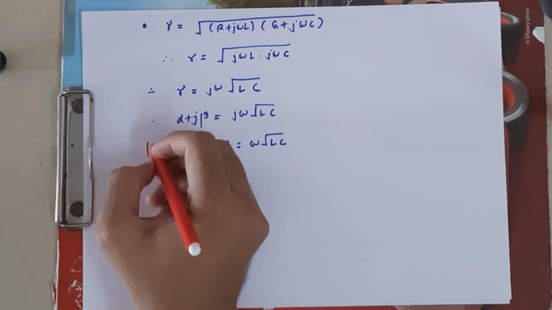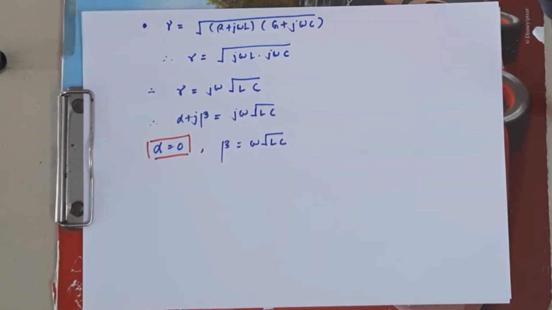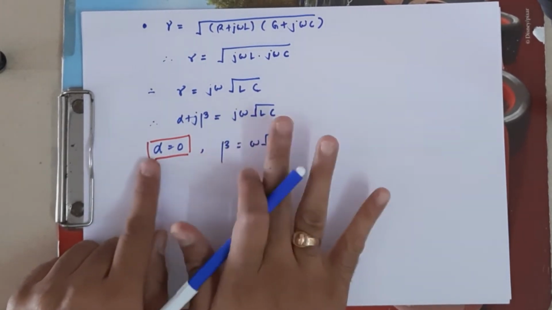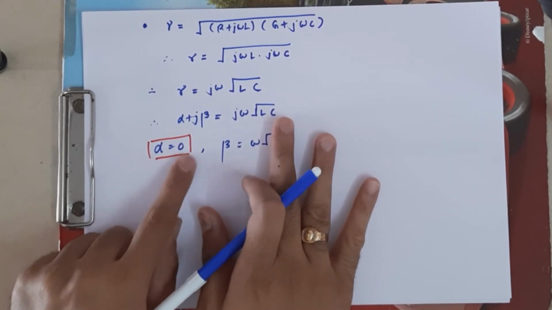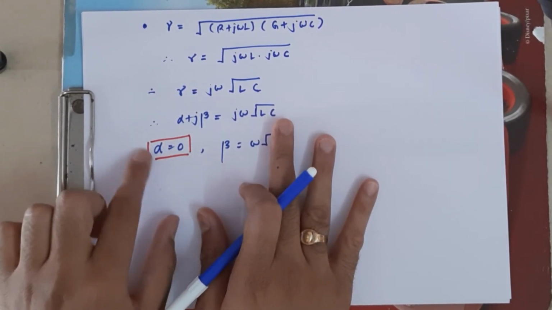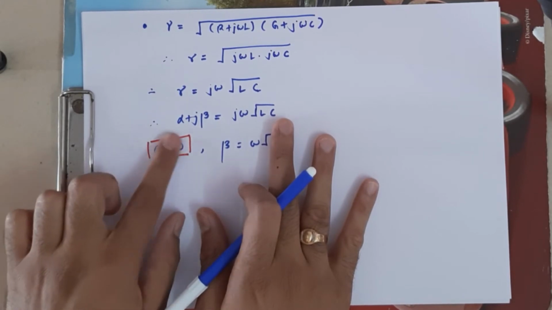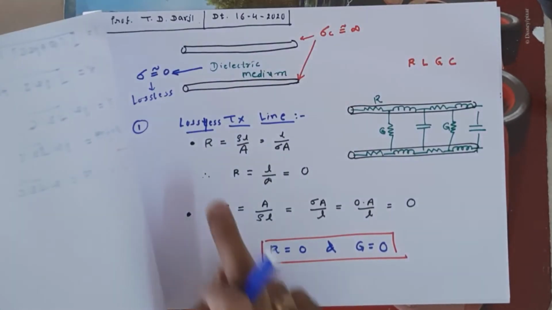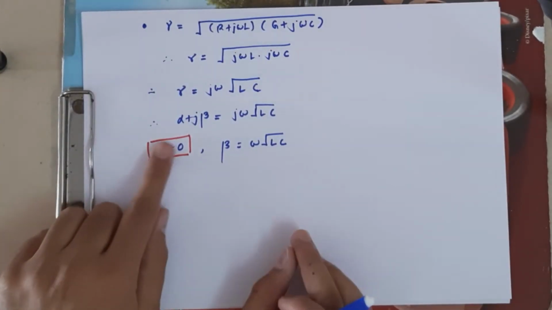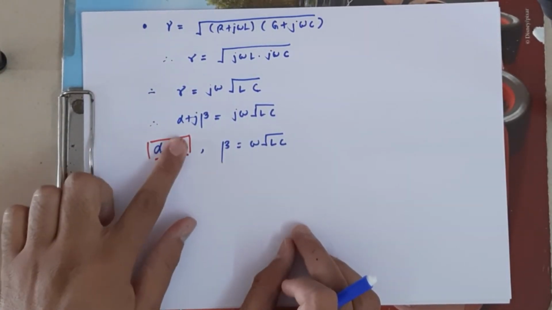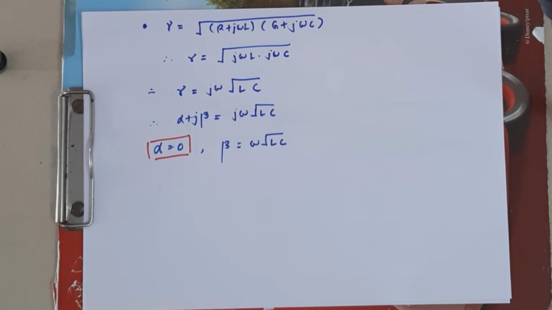The value of alpha is 0. And what do you mean by alpha? Alpha is my attenuation constant, the attenuation of the wave. So there is no attenuation of the wave. The wave is not attenuated throughout the transmission. Why? Because the line is lossless. So what do you mean by lossless? Lossless means there is no attenuation of the wave. So it is known as a lossless transmission line.